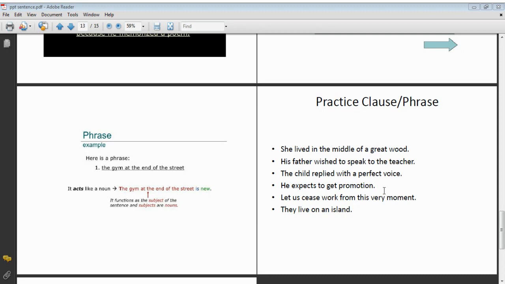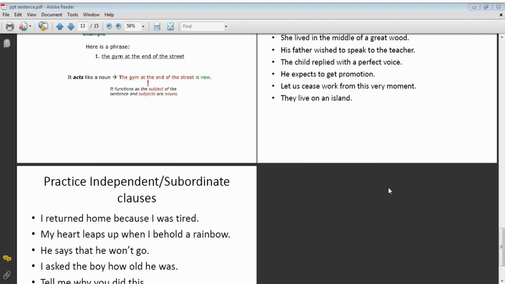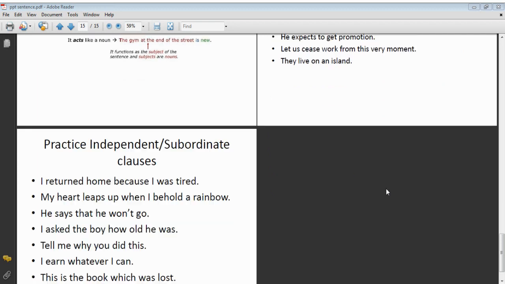So in this way, you can see in all these examples that the subject and verb combination is a clause, but the group of words which cannot stand alone or do not give any complete meaning, they are the phrases. So in this way, you can differentiate between the clause and the phrase.